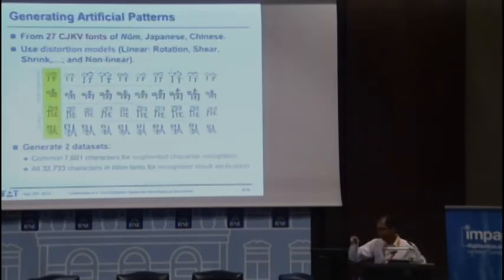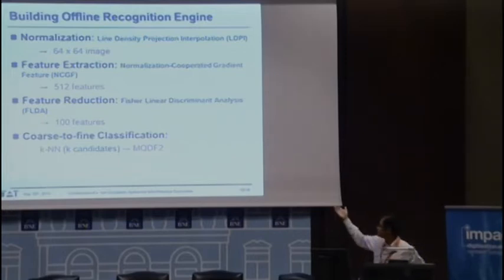In order to generate artificial data, we use distortion models to produce artificial character patterns from 27 CJKV fonts. It means Chinese, Japanese, Korean, Vietnamese fonts. And because there are two purposes to use the recognition engine, for recognition and for verification, we generate two data sets, about 7,000 characters and 33,000 characters. And this is the method we use in making the recognition engine.